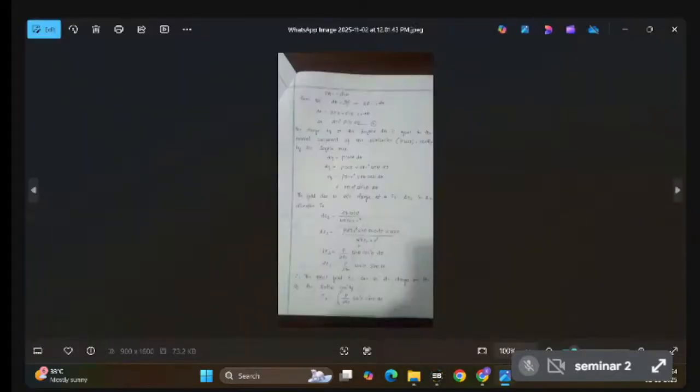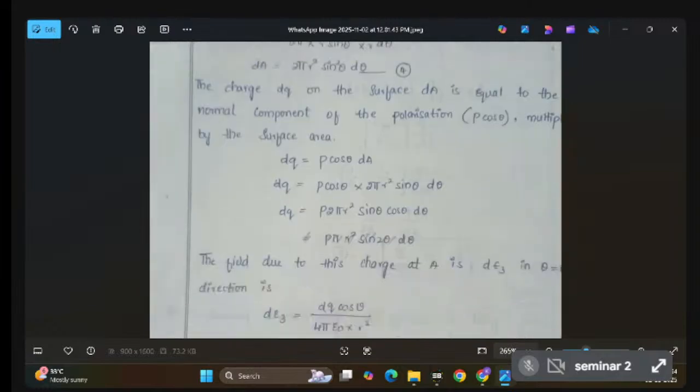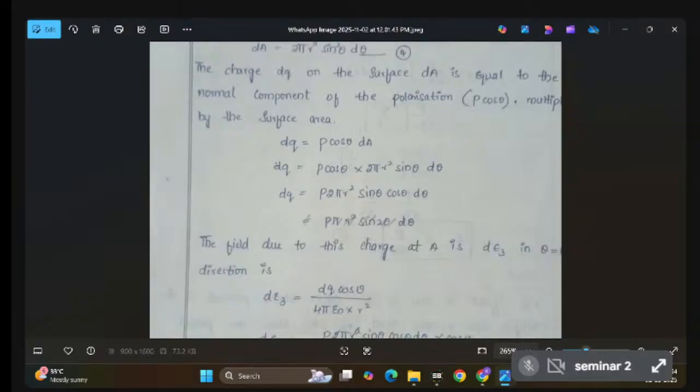dA is equal to 2 pi r square sin theta d theta, complete mathematics. Now the charge present on dA is dq, which is nothing but P cos theta into dA, by the concept of resolution of vectors. Substituting dA and simplifying, dq is equal to P into 2 pi r square sin theta cos theta d theta.